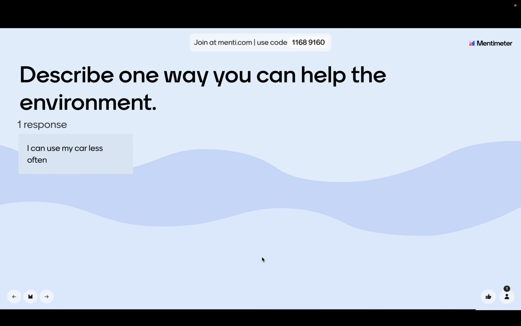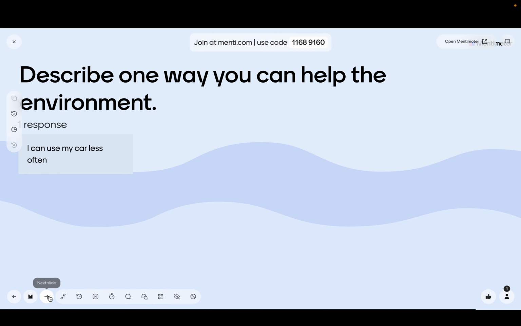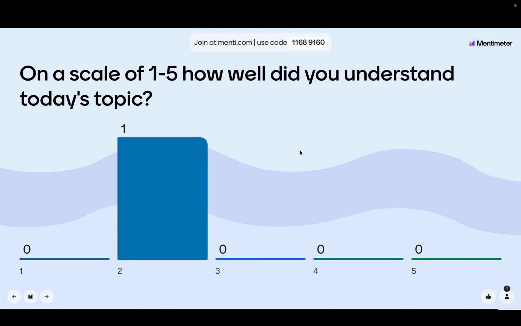So that's my answer. As a class, we can have a little discussion based on every answer. We can focus on the practicality or the benefits of every response. And then we are going to move to the next part, which is the conclusion part. And I'll ask students how well they understand the topic.